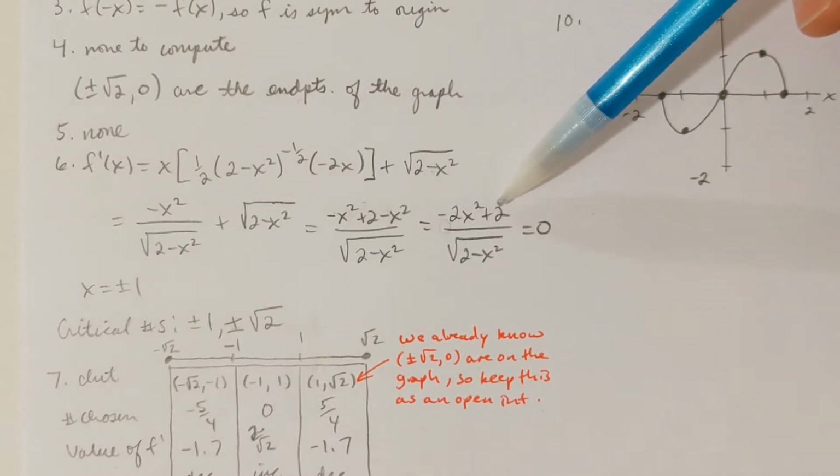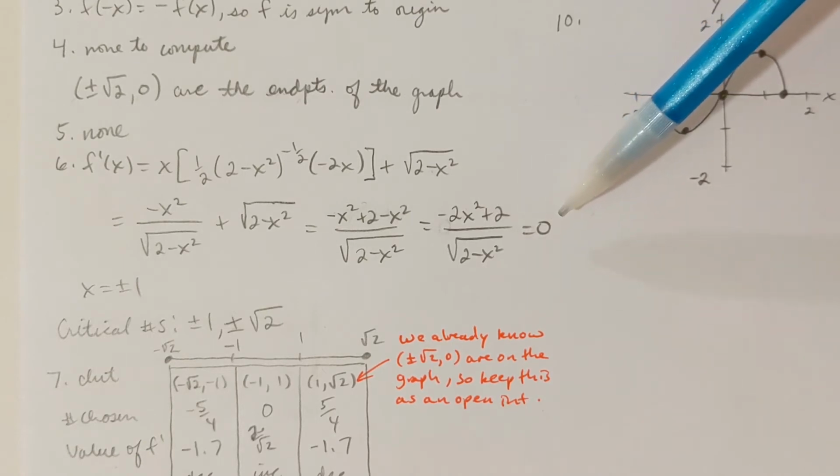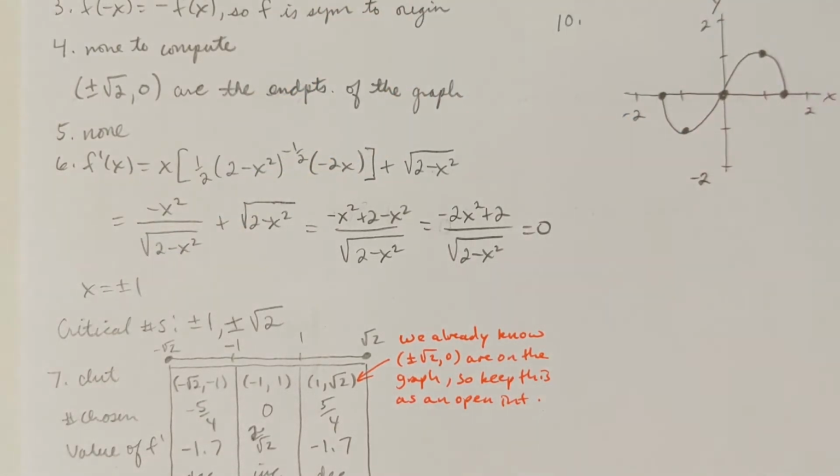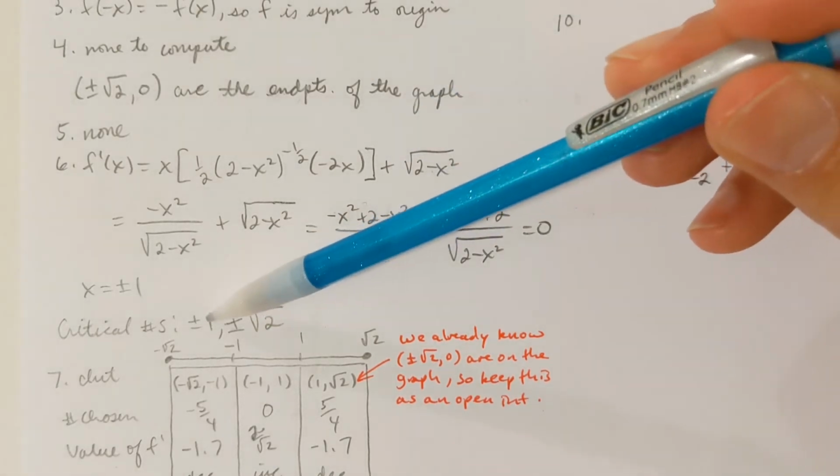Negative 2x squared plus 2 equals 0. If you subtract 2 and divide by negative 2, you'll have x squared equal 1, or x would be plus or minus 1 when you take the square root of both sides. Okay, so those would be two critical numbers.